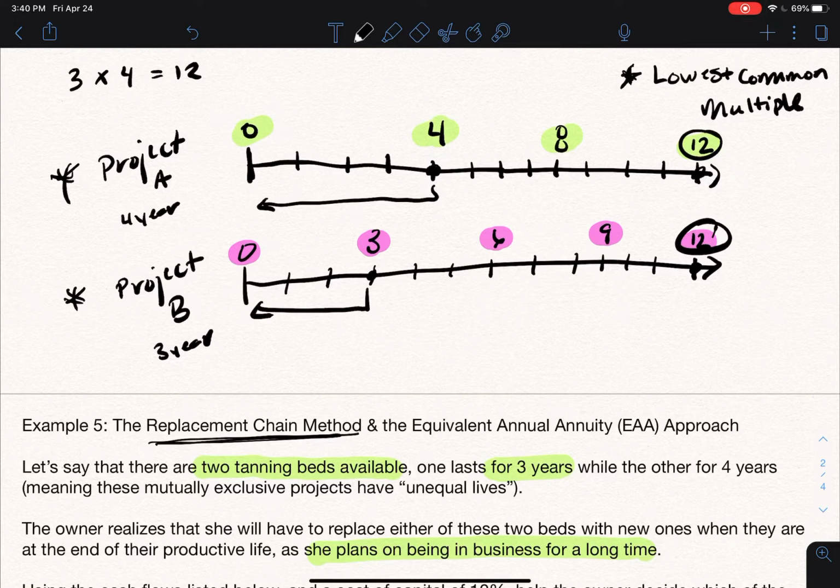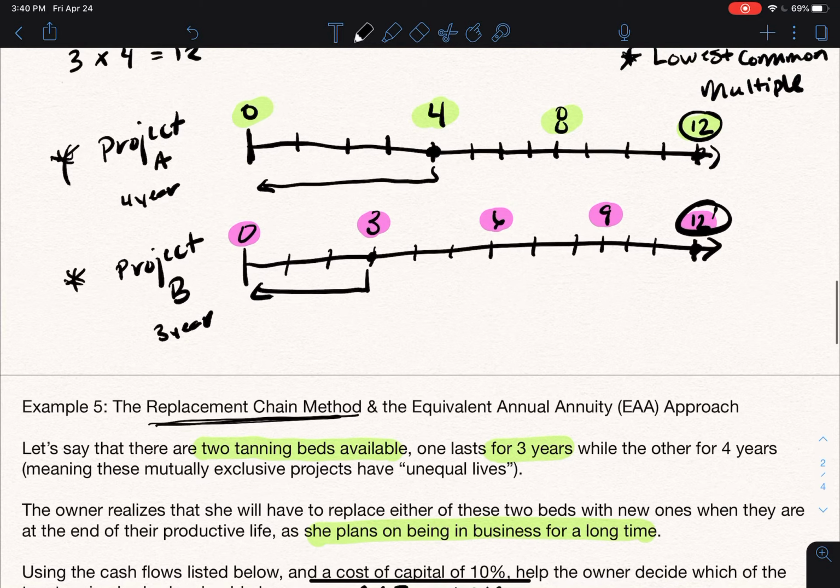At year 12, both projects will be about to be replaced, and so what we can do is look at the cash flows that would be associated with both of these projects all the way through year 12. All right, I hope you're still with me. We're not done yet. There's an extra step to this that confuses a lot of students, so bear with me. I'm going to erase these arrows so I can show you what the next step is.